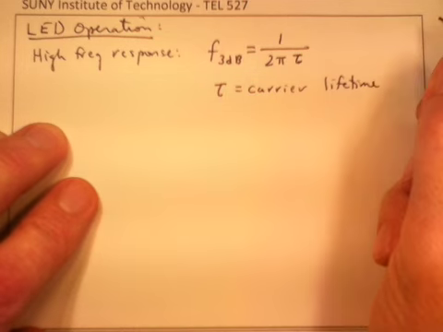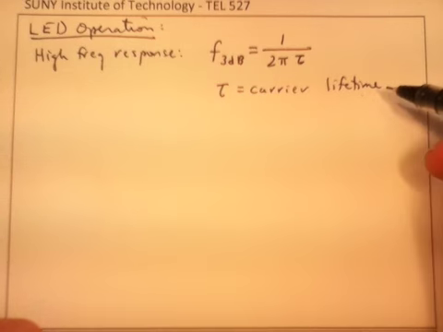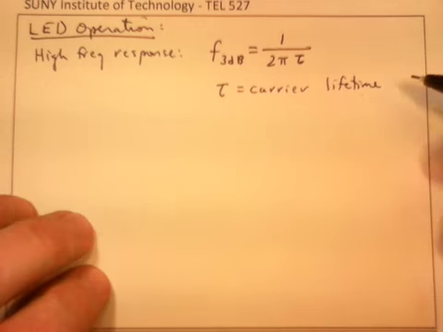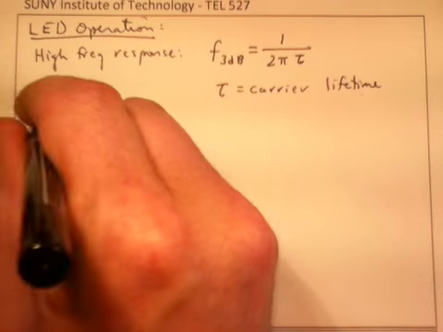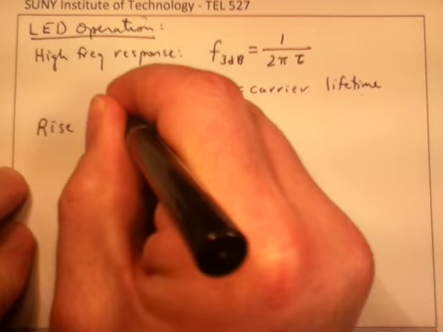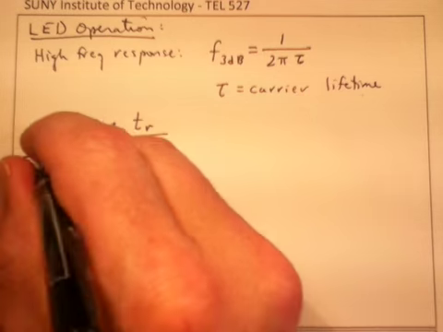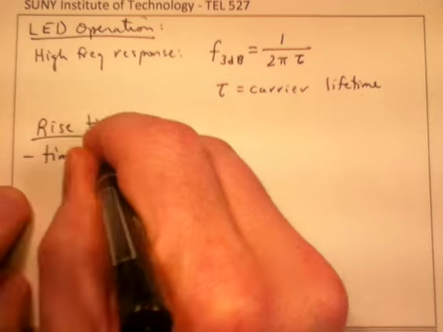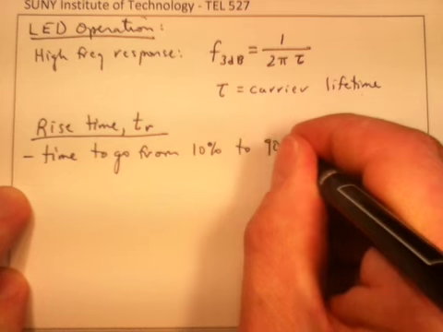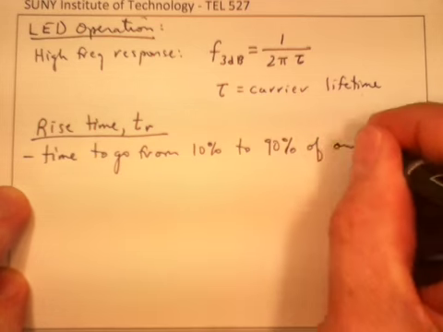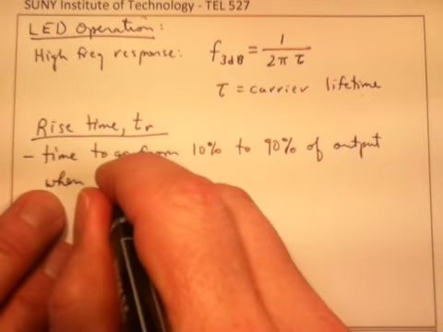Again, in a real device, carrier lifetime is difficult to measure. And what we can measure better is what's called the rise time, TR. This is defined as the time to go from 10% to 90% of output when the input is a step function.